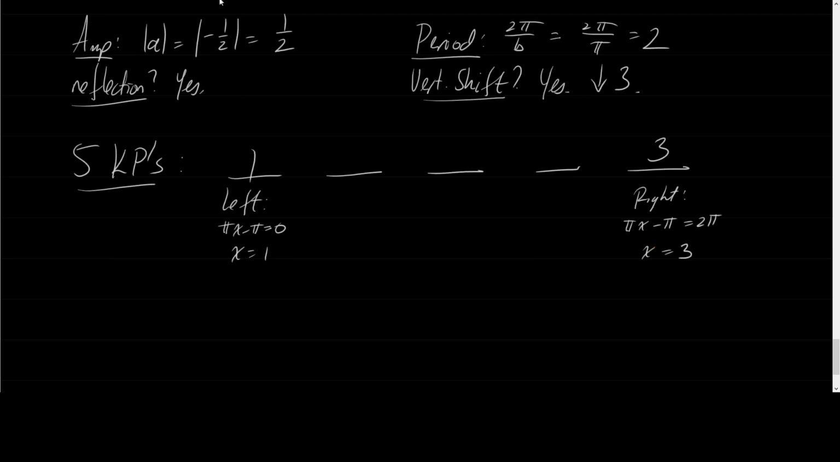The next thing we need to figure out is the other 3 key points. Well, what we're going to do is take our period divided by 4. Our period was 2, so 2 divided by 4 is 1/2. To go from one key point to the next, we need to add 1/2. So 1 plus 1/2 is 3/2. And 3/2 plus 1/2 is 4/2, which is 2. 2 plus 1/2 is 5/2. And then 5/2 plus 1/2 is 6/2, which reduces to 3.